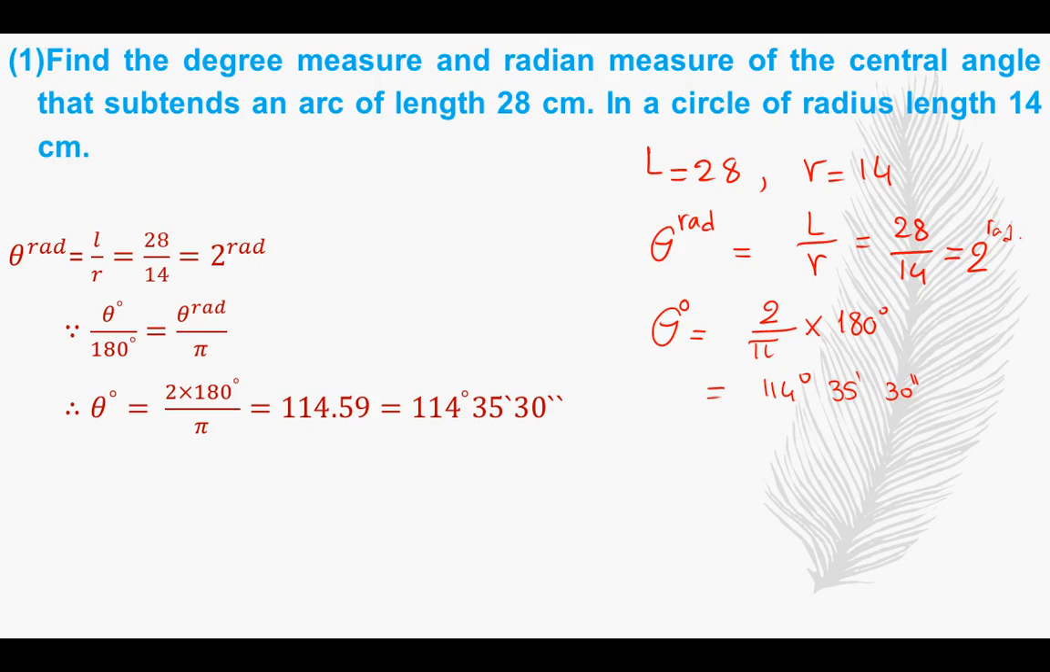Theta radian equals L over R, 28 over 14. This equals 2 radian. We are going to convert from radian measure to degree measure. And the result will be 114 degrees, 35 minutes and 30 seconds. Let's go to another example.